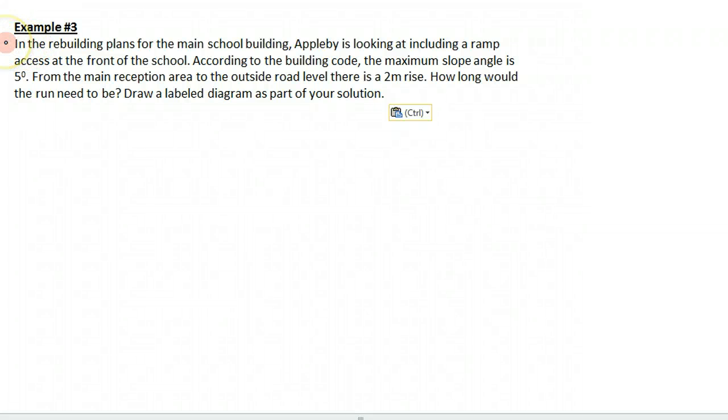In the rebuilding plans for the main school building, Appleby is looking to include a ramp access at the front of the school. According to the building code, the maximum slope angle is 5 degrees. From the main reception area to the outside road level, there is a 2-meter rise. How long would the run need to be? Draw a labeled diagram as part of your solution.